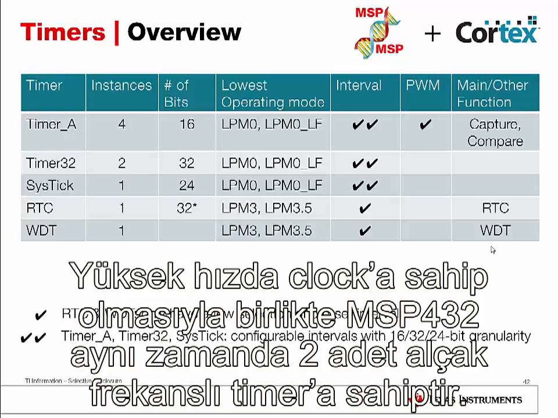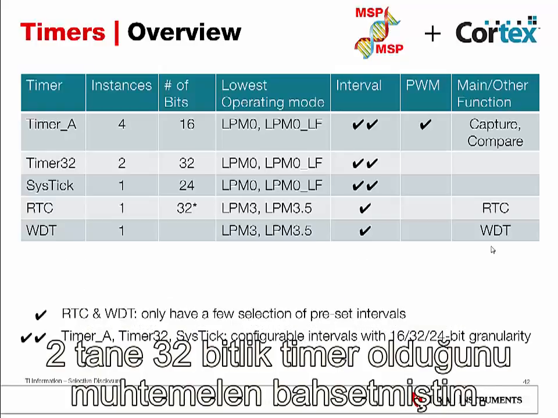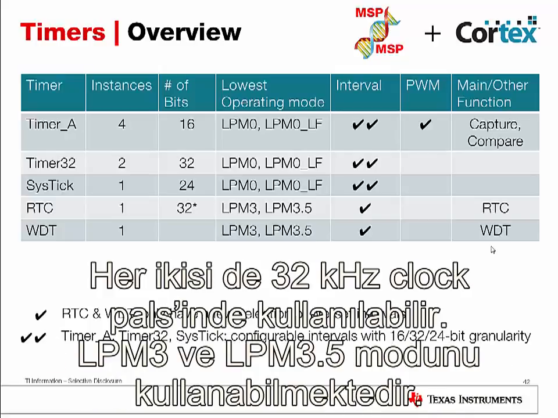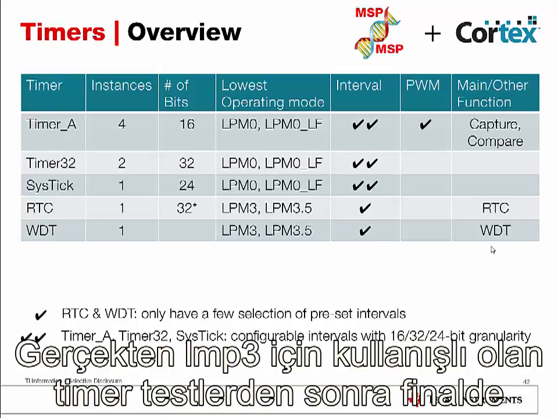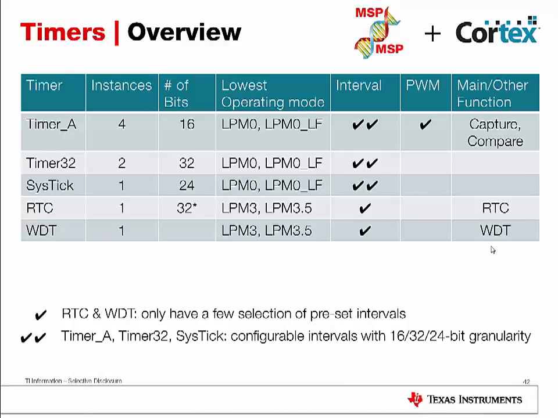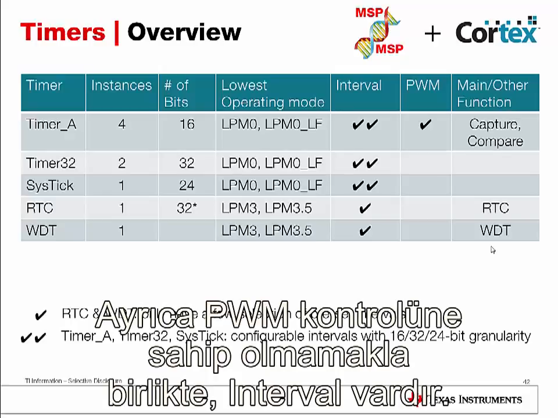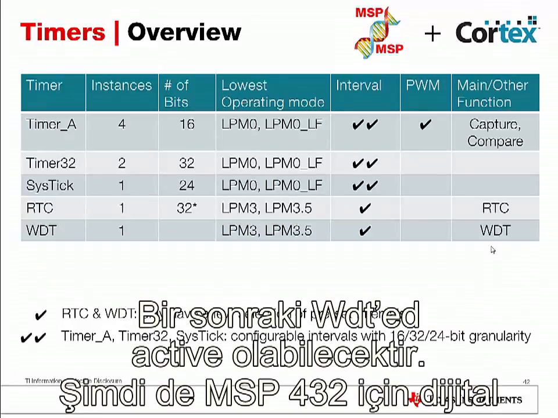The MSP432 also includes 2 low-frequency timers, the real-time clock as well as the watchdog timer. Both of these timers can use a 32 kHz clock source, and they can operate all the way down to LPM3.3 as well as LPM3.5 power modes. In addition to their primary functions as the RTC and as a watchdog, they can also be used as interval timers, which can be really useful for the device to wake up periodically from LPM3. All of these timers that we have covered are capable of generating interrupts based on their primary functions, whether that be PWM, capture compare, RTC, or watchdog, as well as generating an interrupt as a generic interval timer.